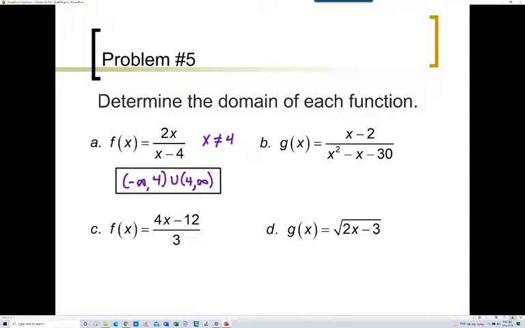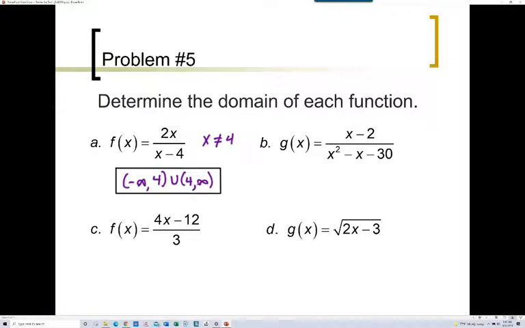Now, I want to point out something here. First of all, sometimes students will say x can't be 0. Well, if you plug in 0 into this function, you'll end up with negative 4 in the denominator, and that's not a problem. The other thing about x equals 0, notice that makes the numerator be 0. But we don't care about that. 0 divided by any number is 0. So the numerator can be 0, that's no problem.